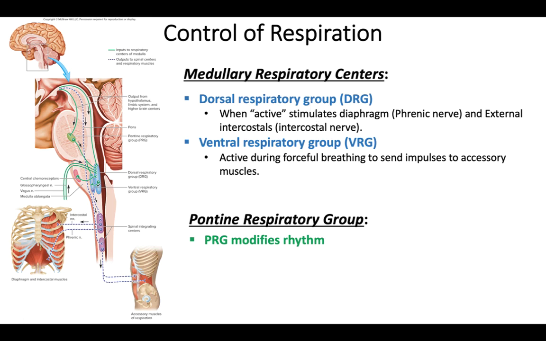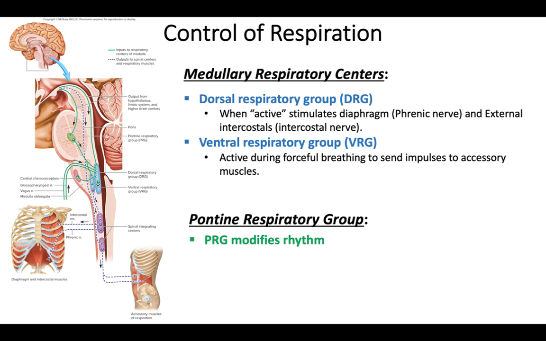Well, it's got to be getting information, right? And that's from sensory neurons. So sensory neurons are going to be sending information so the medulla can figure out, okay, do I need to speed up breathing? Do I need to slow down? Do I need to tell the VRG so I can start breathing more forcefully? So we're going to go from the beginning all the way through the process of controlling ultimately your respiratory muscles, because that's what controls your breathing.